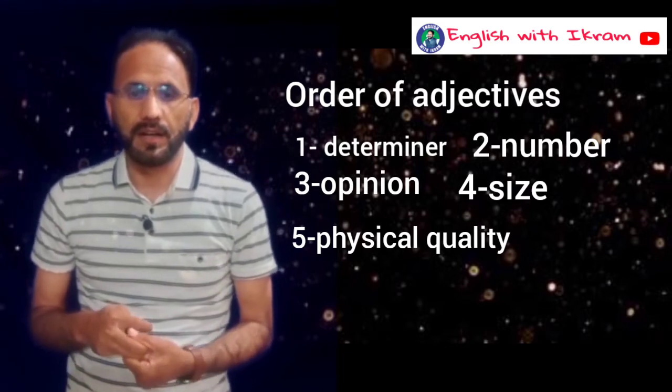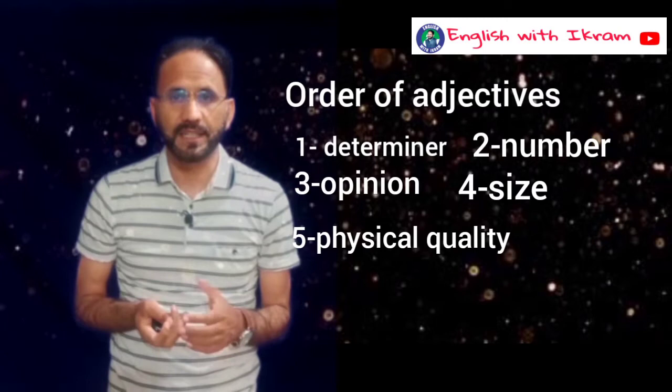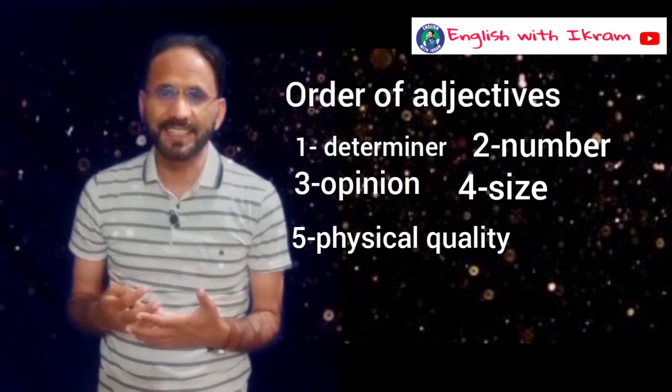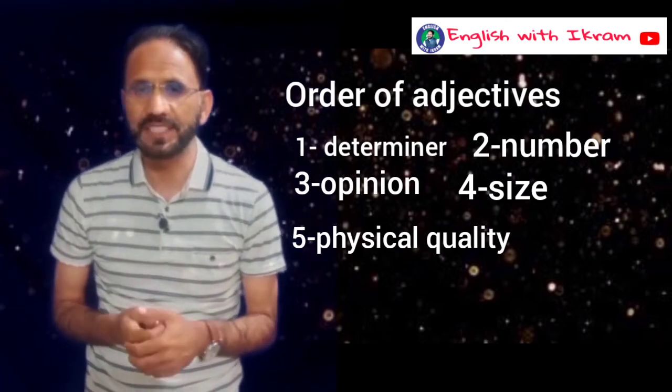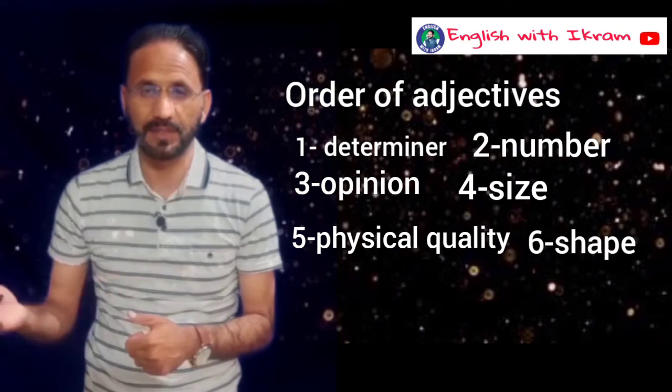Then physical quality, that is thin, fat, that is physical quality. And then number 6 is shape. I have already discussed shape.